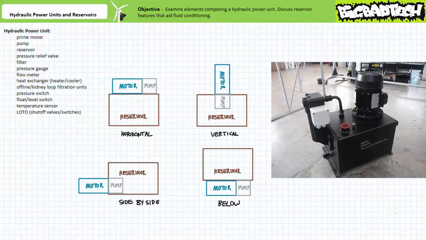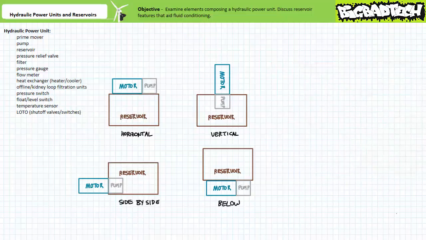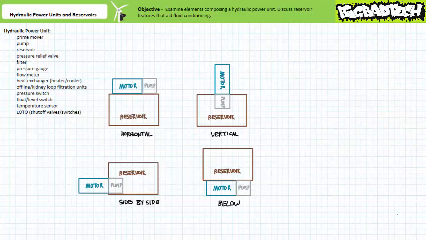Here's an example of a vertically mounted configuration with a pump internal to the reservoir. When partially disassembled, you can see the pump. The prime mover and pump can also be mounted to the side of the reservoir, as is often the case for small hydraulic power units. Here's a cutaway example of a side-by-side configuration showing the external motor and the pump inside the reservoir. Finally, the prime mover and pump can actually be mounted underneath the reservoir.